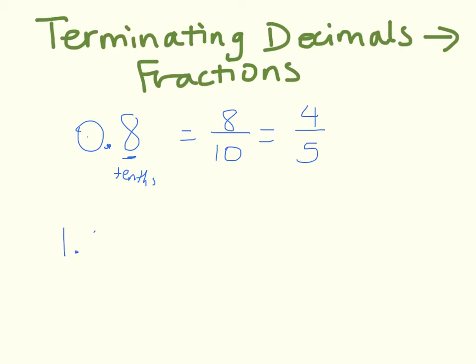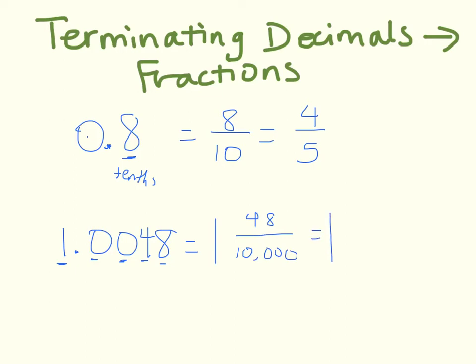If I have 1.0048, I'm going to say, okay, I have one whole, and I have tenths, hundredths, thousandths, ten-thousandths. So I will put 48 over 10,000. Then I would simplify that. 48 can be divided by 2, giving 24 over 5,000. That can be divided by 2 again, 12 over 2,500. Those can both be divided by 2 again.